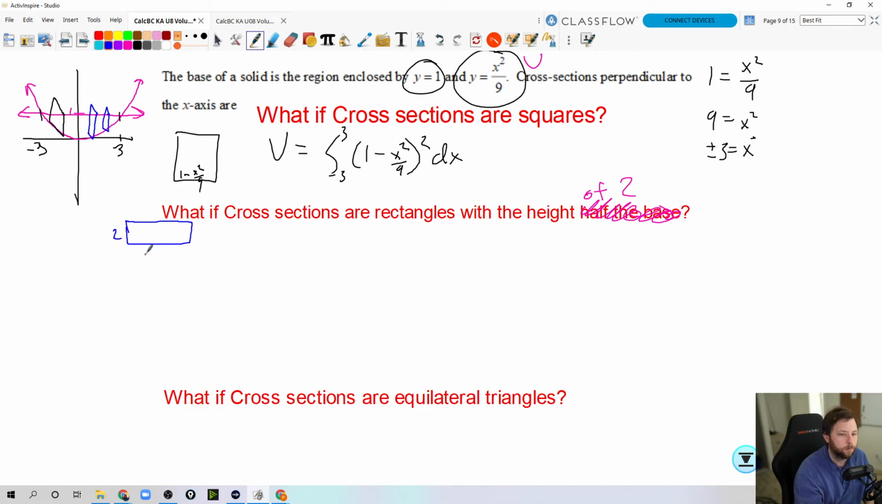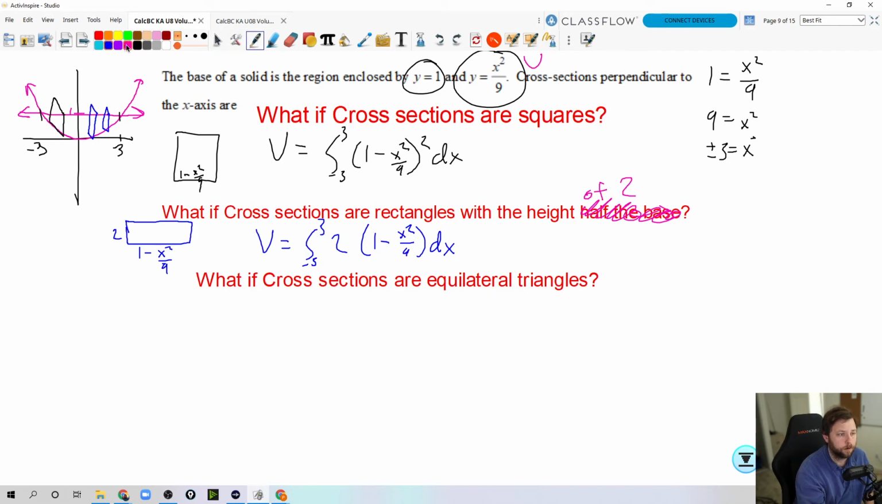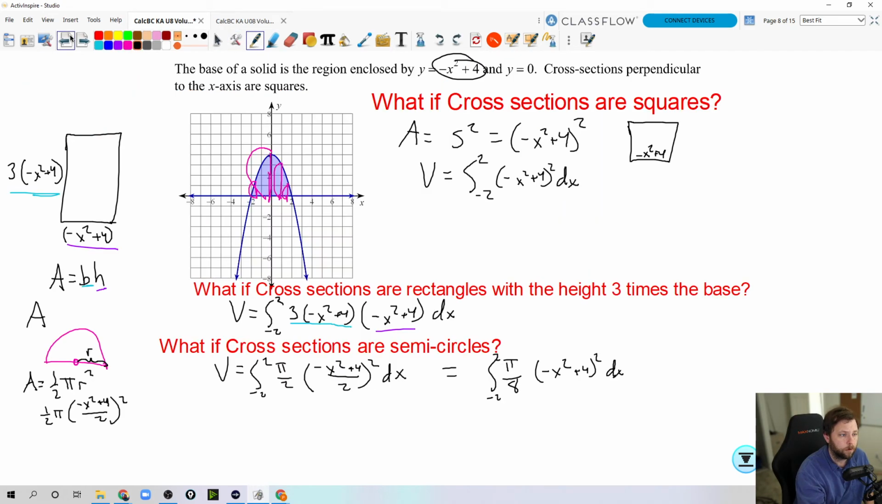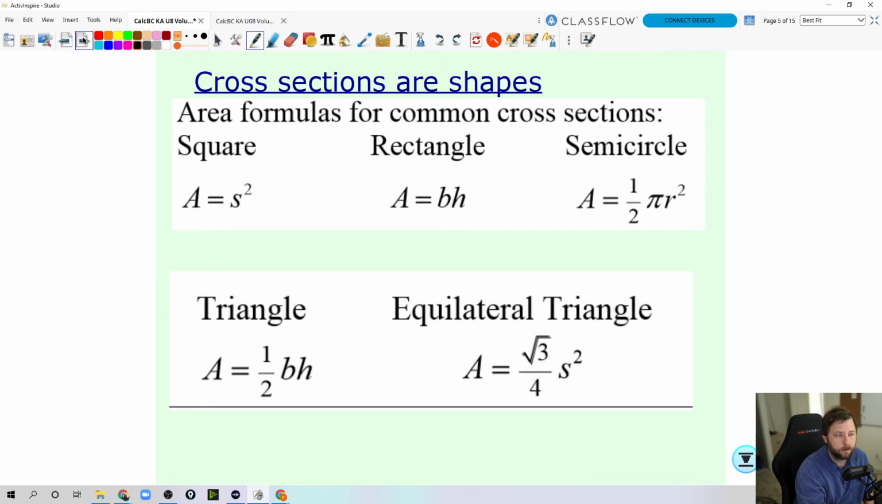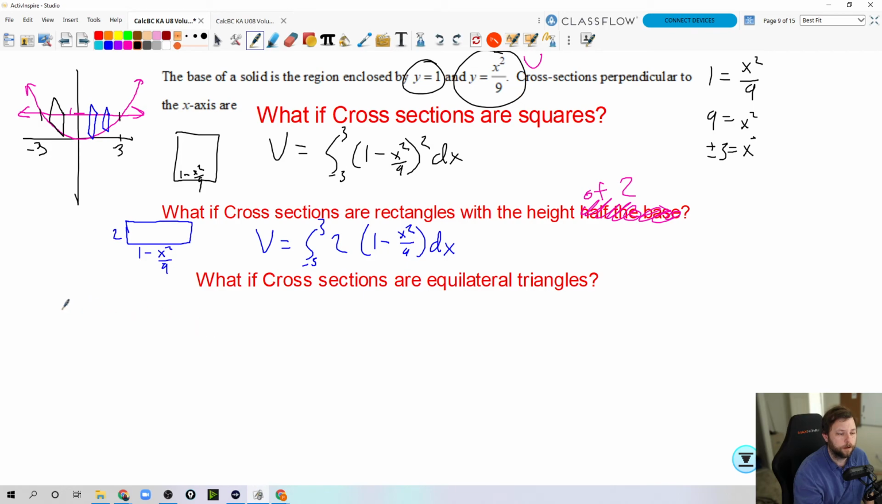The length of the base is going to be the difference between those as well, just like the square. So my volume here is the integral from -3 to 3 of base times height, so 2 times (1 minus x squared over 9) dx. And that'd be it. All right, so let's say equilateral triangles. And you go, what was the equilateral triangle formula? No one remembers that. It's square root of 3 over 4 s squared.